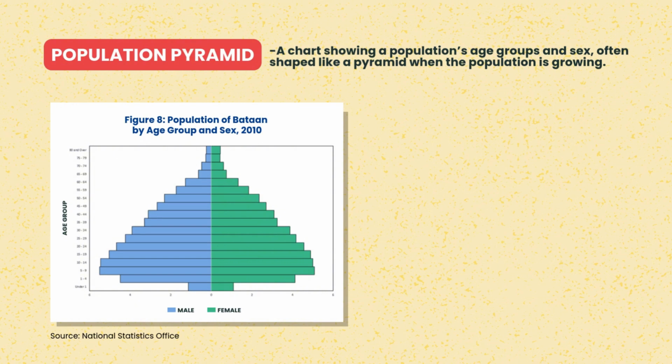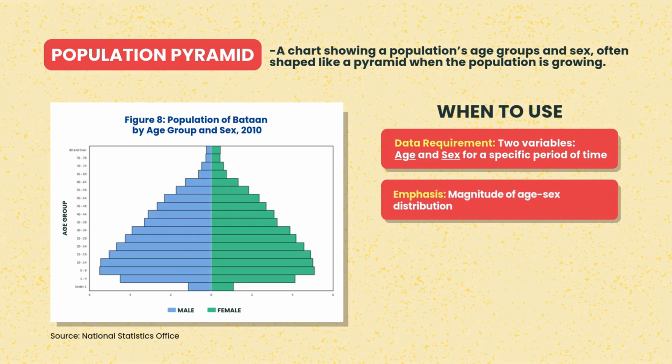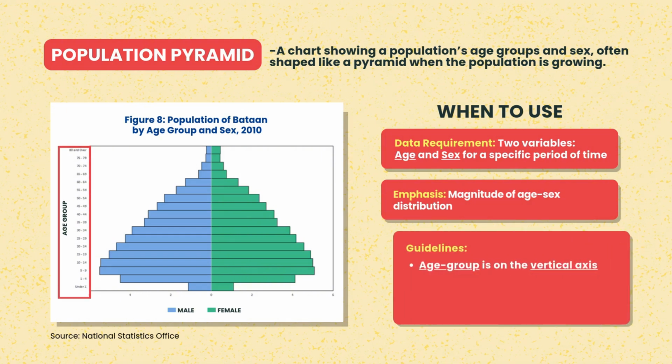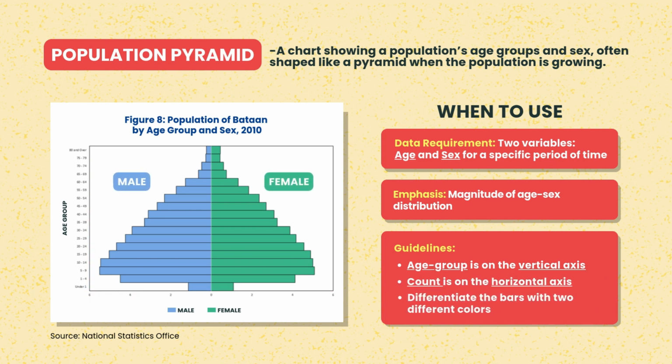the population is growing. To make this type of chart, we need data with two variables, age and sex, for a specific period of time. We need these two variables because we will be emphasizing the magnitude of the age-sex distribution. In doing this, the age group should be on the vertical axis, while the count is on the horizontal axis. Also, we should use two different colors to distinguish sex, whether male or female.